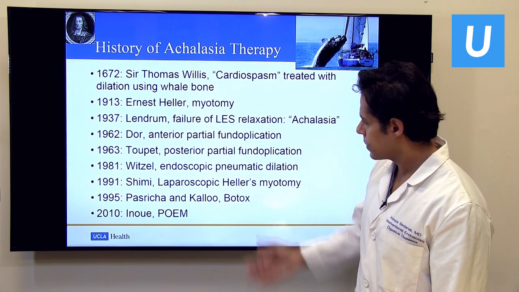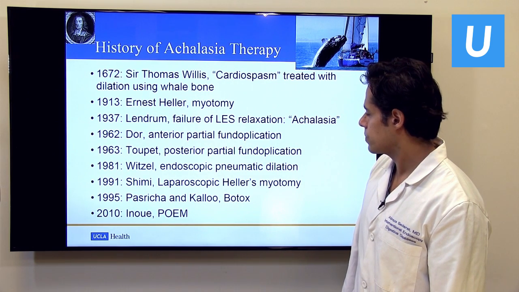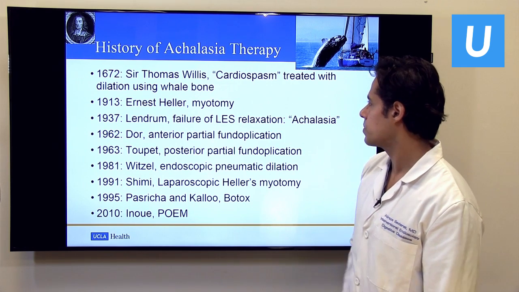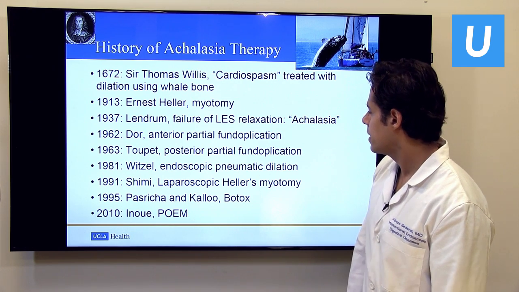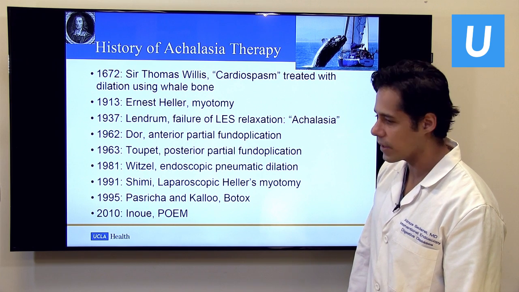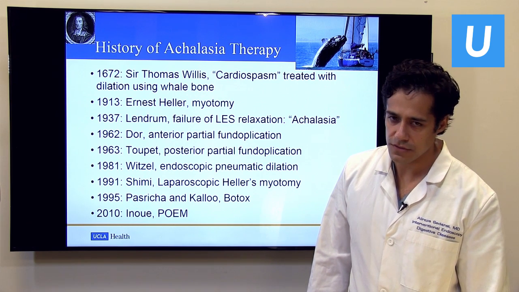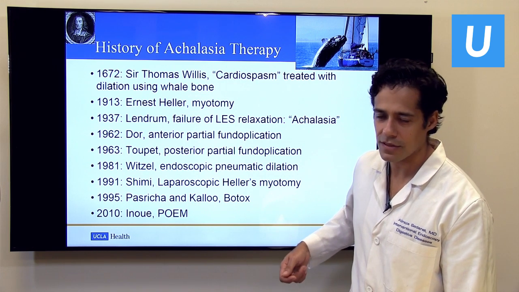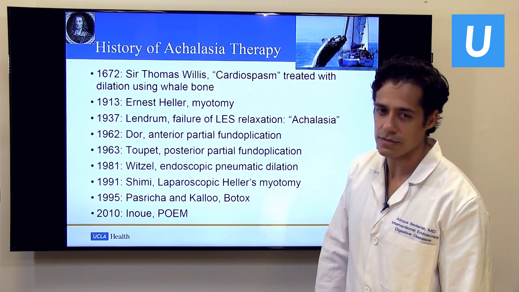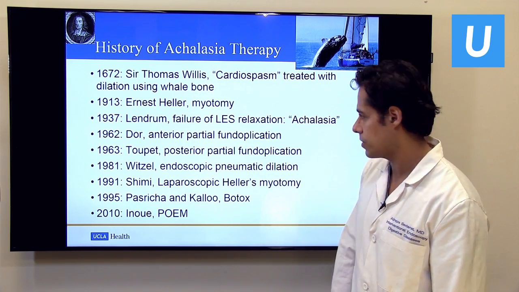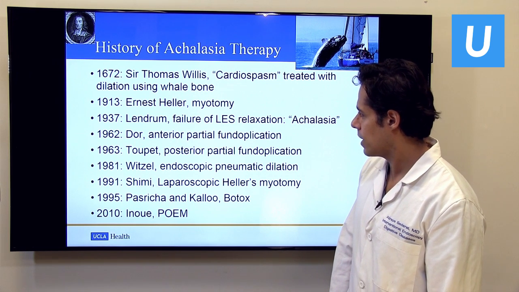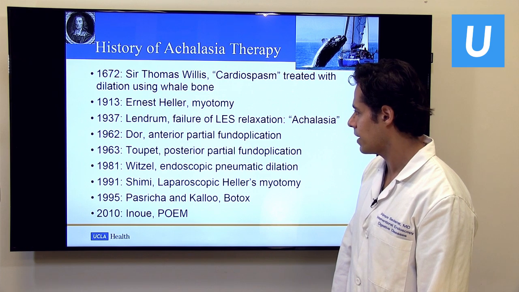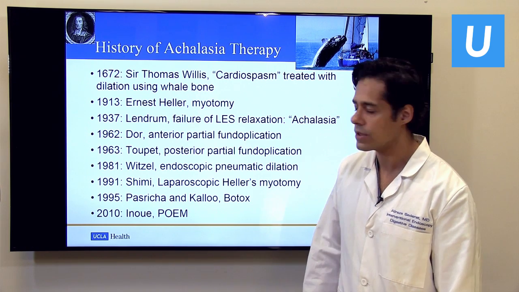So this is just kind of a history for your interest. Achalasia was described 400 or 500 years ago by Sir Thomas Willis, who's pictured up there. He called it cardiospasm. And he treated these patients by taking a whalebone that he fashioned into a stiff dilating rod and basically, hopefully gently, passed that into the patient's gullet and stretched the muscle open.